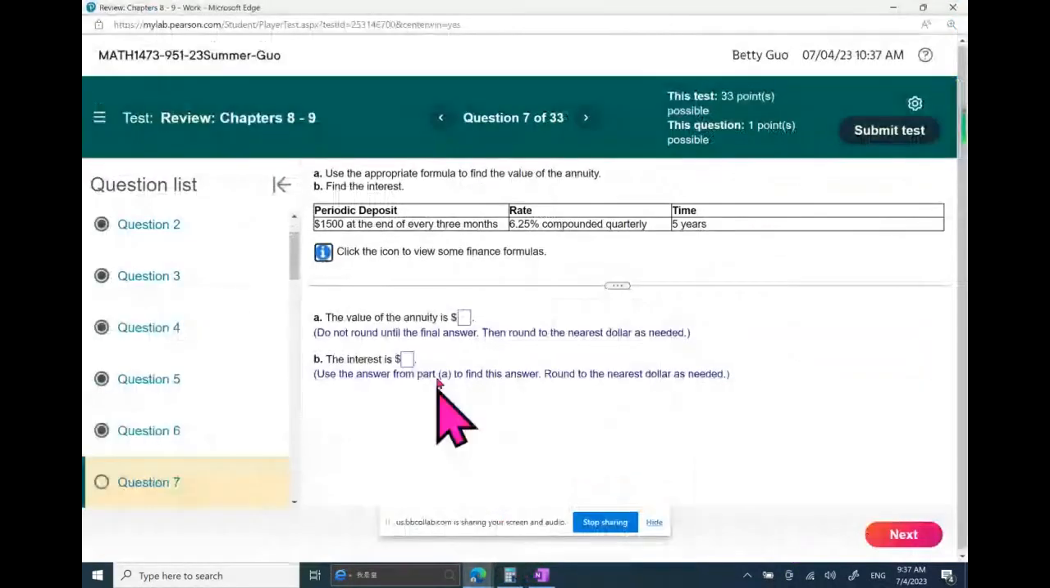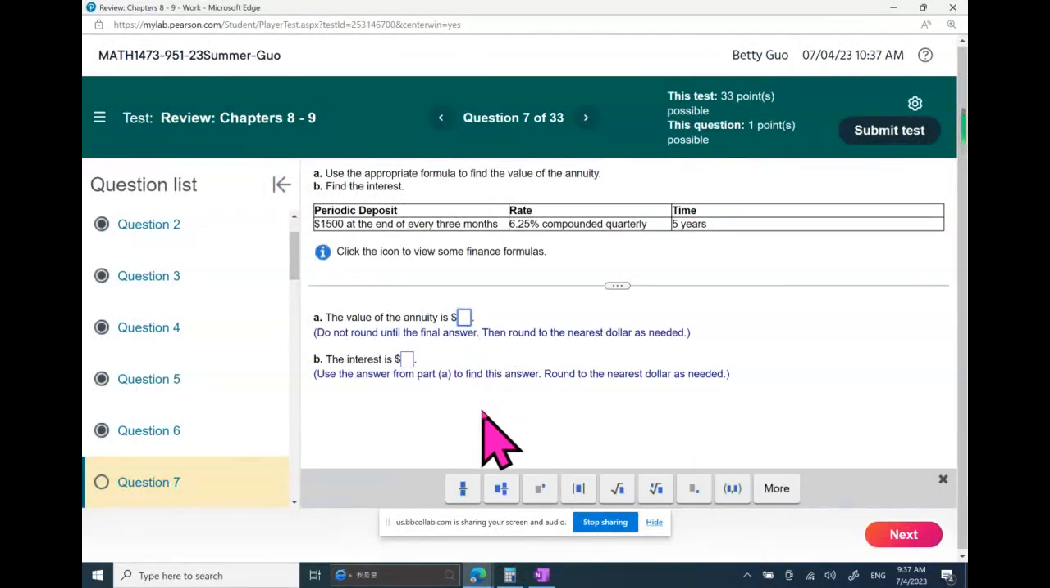Let's read the instruction here. Round to the nearest dollar, so not cents. You see the difference? We need to be very careful. So in 5 years, the value of your annuity is going to be $34,899, but we're going to round it up to $34,900 to the nearest dollar.